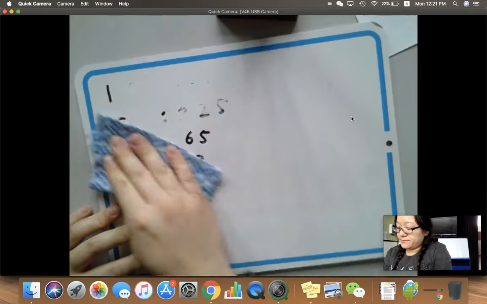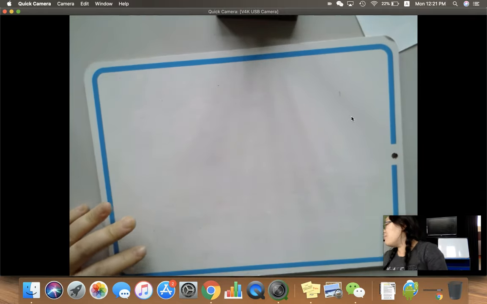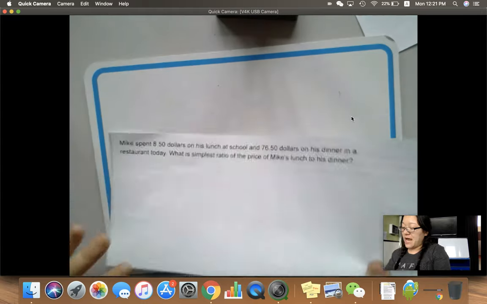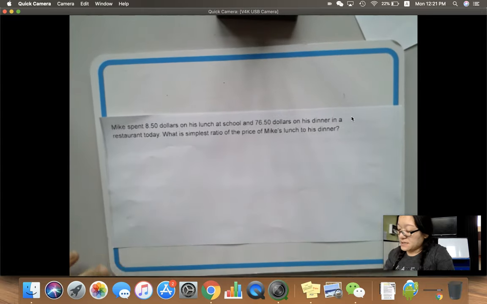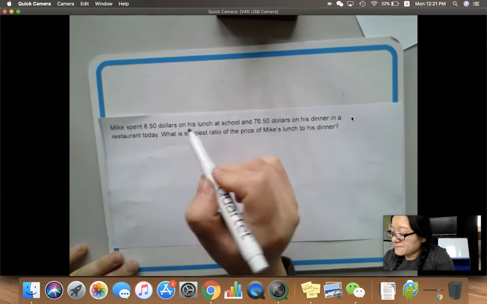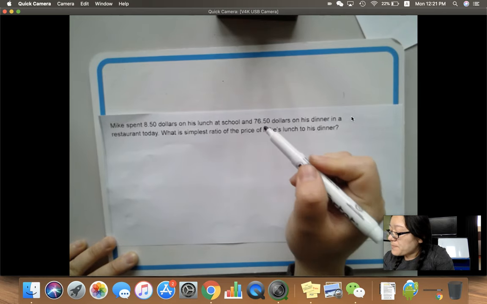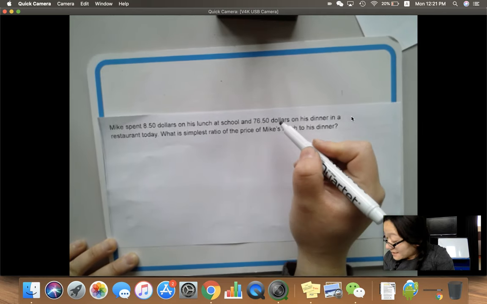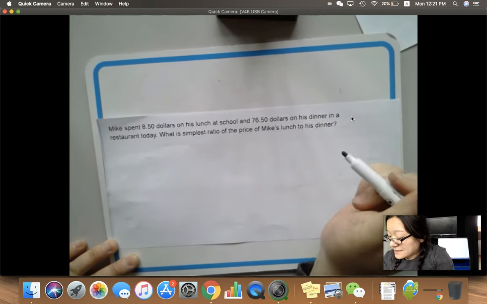Okay, and we'll do one more question to finish up. Mike spent $8.50 on his lunch at school and $76.50 on his dinner in a restaurant today. Oh my goodness, he had a really fancy dinner. What's the simplest ratio? So 8.50 to 76.50.